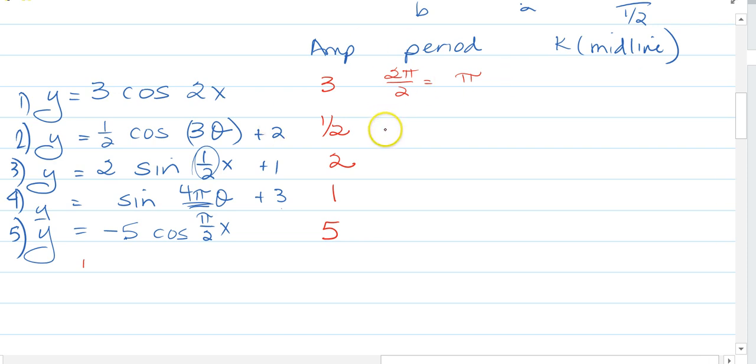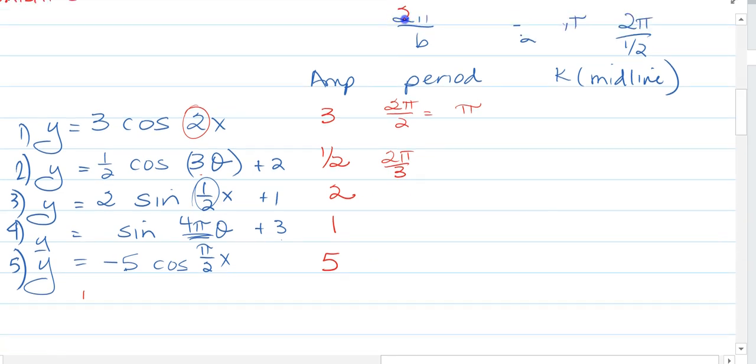On the next one, it's 2 pi over 3, right? Because the b is 3. The b was 2. Here the b is 1/2. So what is 2 pi divided by b when b is 1/2? Isn't that just 4 pi? I think so. And now what is 2 pi divided by b when the b is 4? Well, 2 over 4 is 1/2, and the pi's are going to cancel, so it's just going to be 1/2.